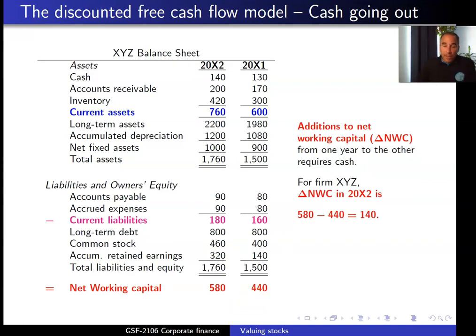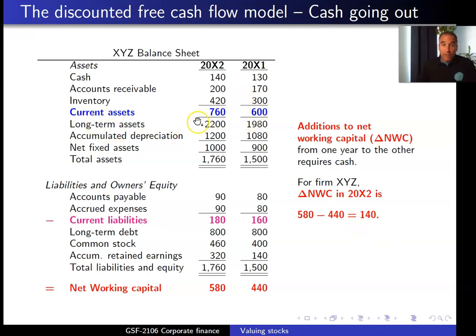So the money that has been spent on short-term assets, because some of them have been purchased by increasing some amount of short-term debt, is the change in net working capital. So additions to net working capital from one year to the other requires some amount of cash. In this case, the firm has spent $140 to increase its short-term assets. So short-term assets went from 440 to 580. So that's a cash expense, a cash outflow of $140.